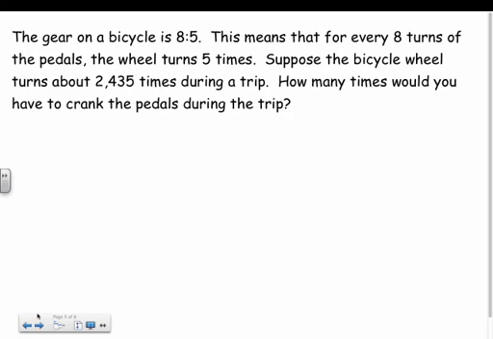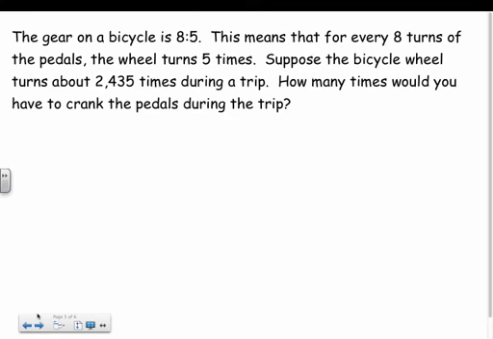This story problem, we're going to deal with a ratio here. So the gear on a bicycle is 8 to 5. This means that for every 8 turns of the pedals, the wheel turns 5 times. Suppose the bicycle wheel turns about 2,435 times during a trip. How many times would you have to crank the pedals during that trip? Well, there's a couple ways we could go about this to solve.